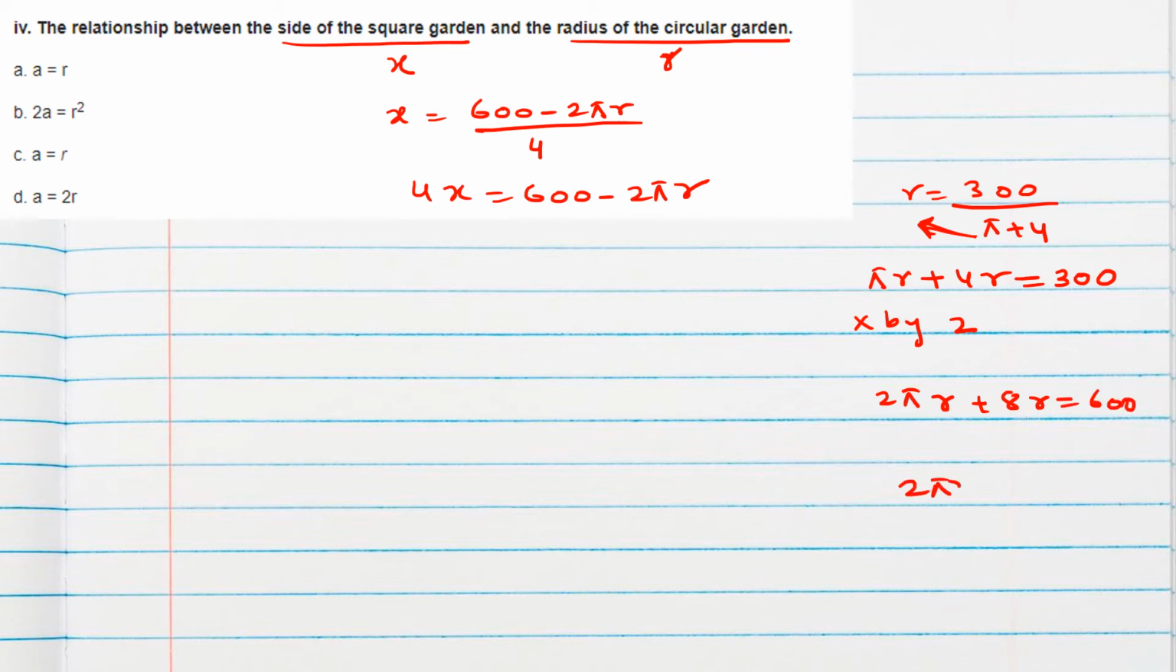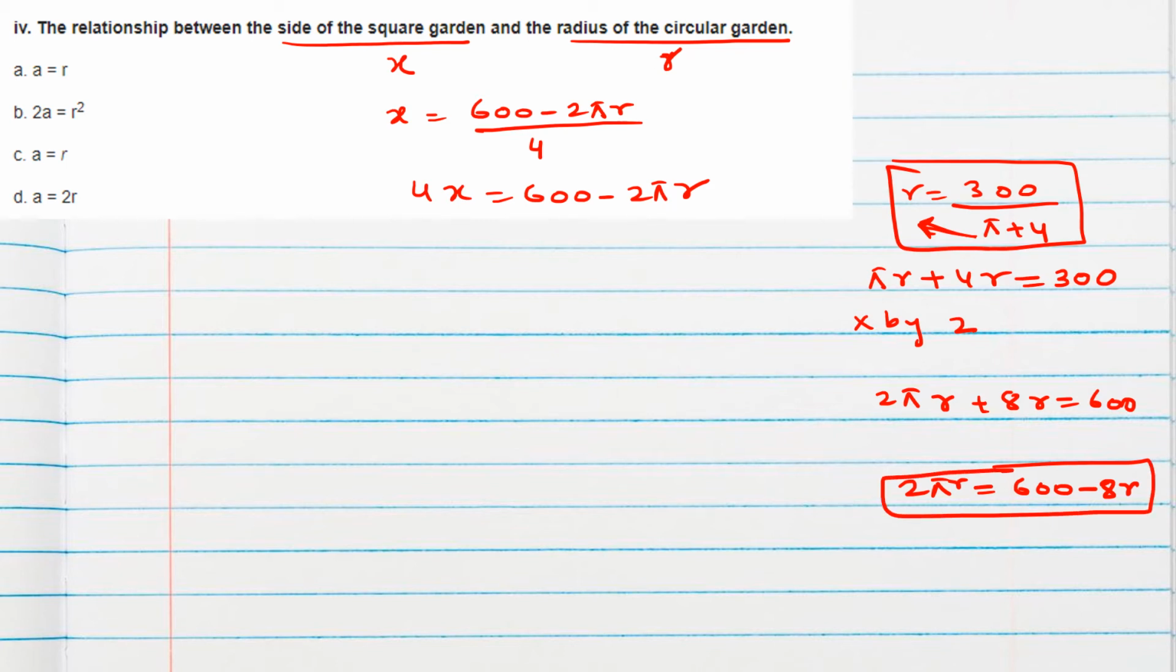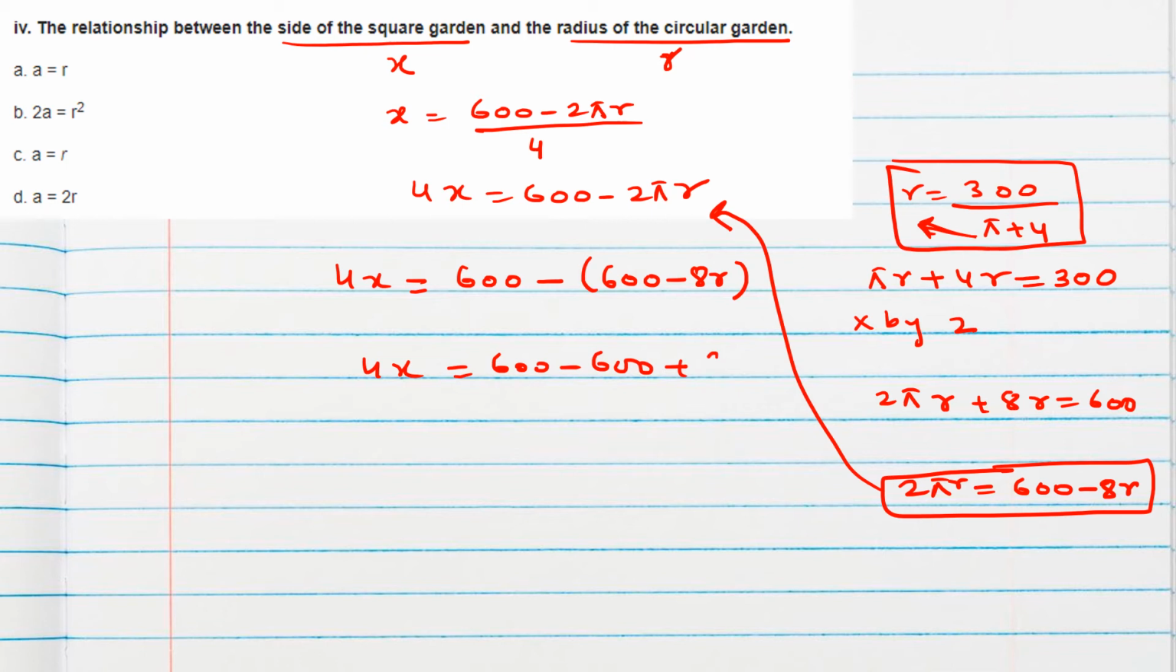So 2 pi r I can write as 600 minus 8r using this radius expression. Instead of 2 pi r here, I will write 600 minus 8r. Already minus is there outside, so I'll write in bracket. So 4x is equal to 600 minus 600 plus 8r. 600 will go. 4x is equal to 8r. So x will be twice of r. So x is twice of r. Here x value is given, so we can go with the option D. X is twice of r.